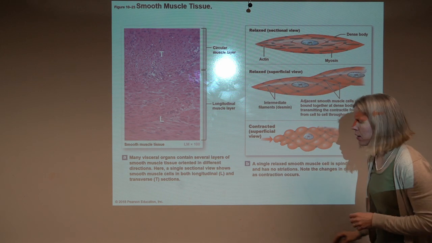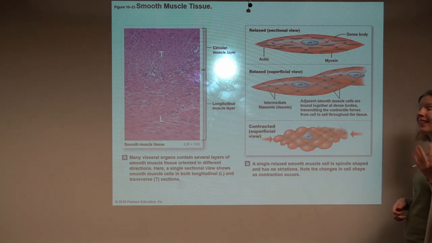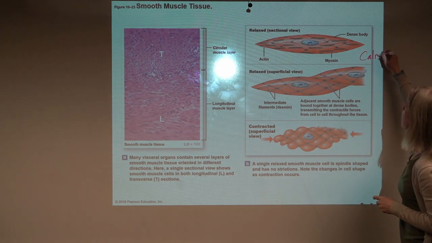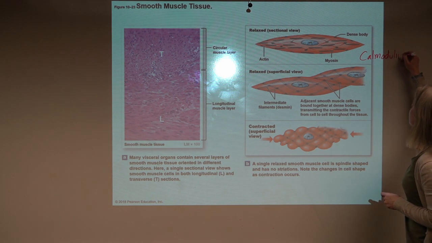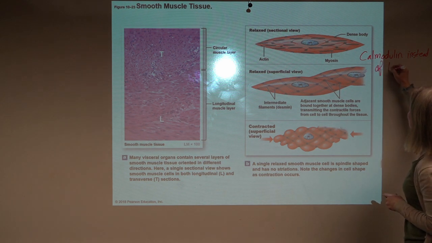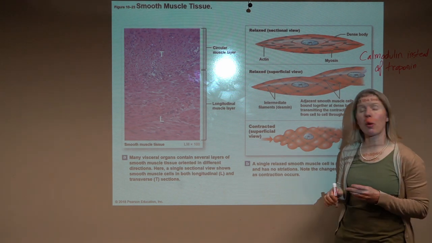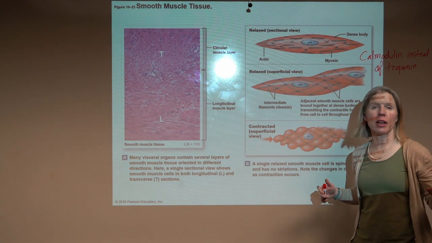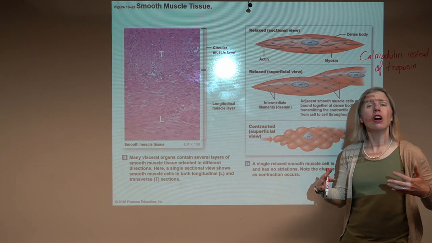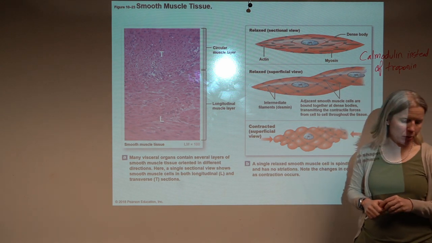One other difference, these cells don't use troponin for calcium to allow that actin-myosin cross-bridging. They instead use what's called calmodulin, instead of troponin. Cardiac muscle still uses troponin. In fact, that's a protein that would actually get released into the bloodstream following a heart attack, where there's massive damage of cardiac muscle. You're actually measuring troponin levels in the blood to tell that someone had a heart attack.